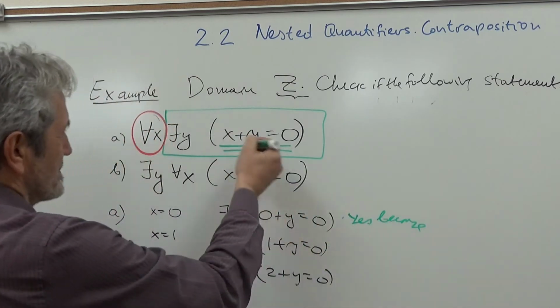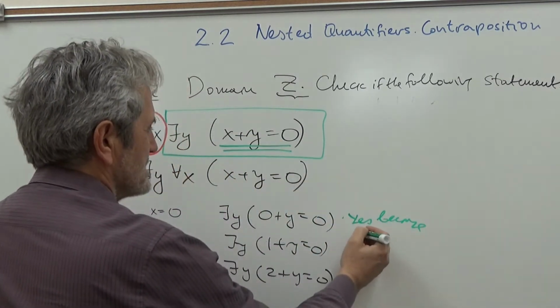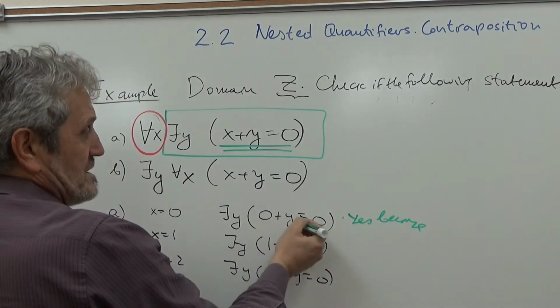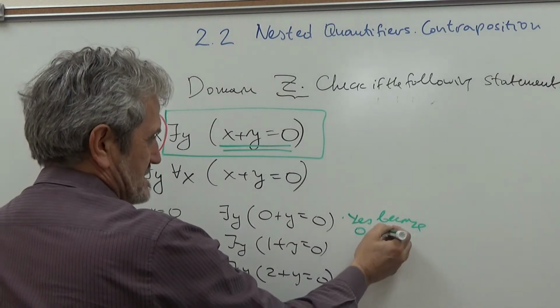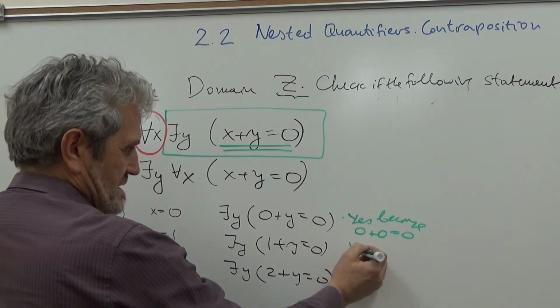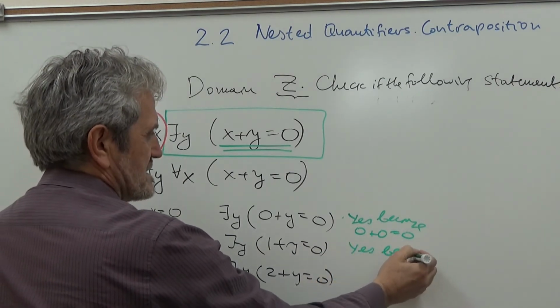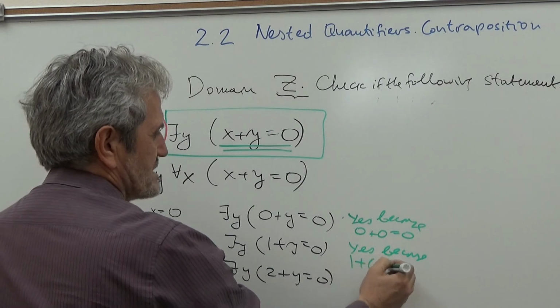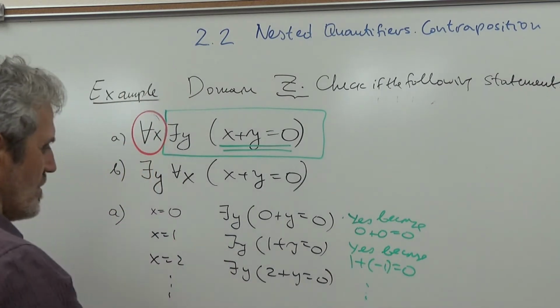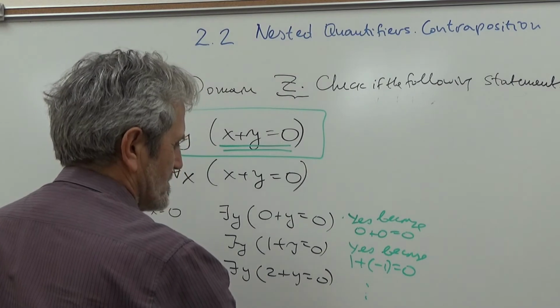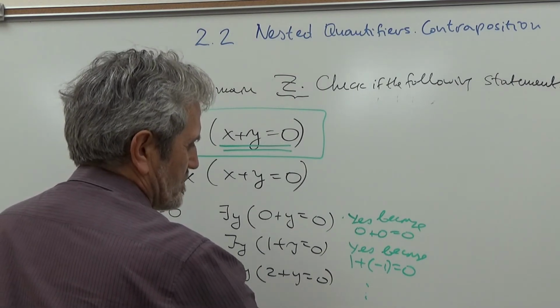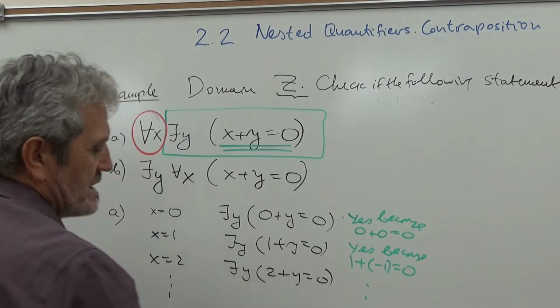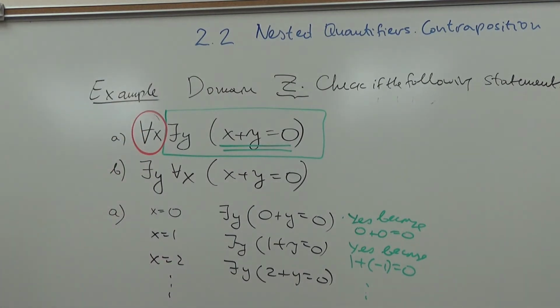Because we need a witness y. 0 plus 0 is 0. What about here? Yes, because 1 plus -1 is 0. And so on. What about here? Yes, because -1 plus 1 is 0. So we can test all these sentences and provide the answer that this statement is true.